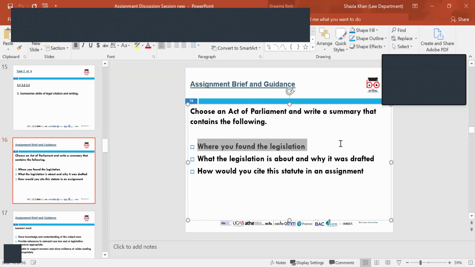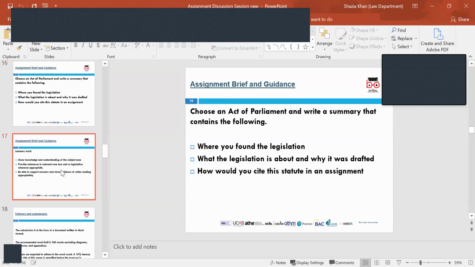So where you found the legislation. That is a heading: where you found the legislation, how you located it. That is really important. The second part is what the legislation is about and why it was drafted. You would look at elements of that, and that would be learning outcome 3. How would you cite this statute in an assignment? There are 3 parts to task 2, and you would do each part separately and use that as a heading. Do not change the wording of the 3 parts.